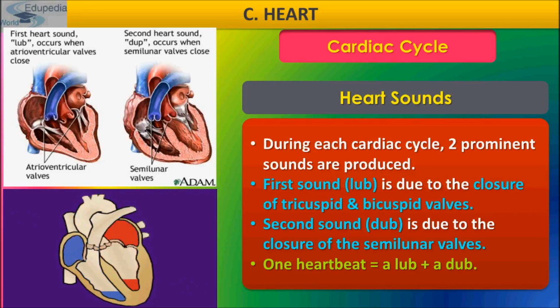The two sounds have been described in words as lub-dub, and their quality indicates the state of the valves, which I have told you. So one heartbeat is equal to lub and dub. I would like to tell you the difference between the first and the second heart sound. The first heart sound is produced by the closure of the bicuspid and tricuspid valves, and the second heart sound is produced by the closure of the aortic and pulmonary semilunar valves. This was the first difference.